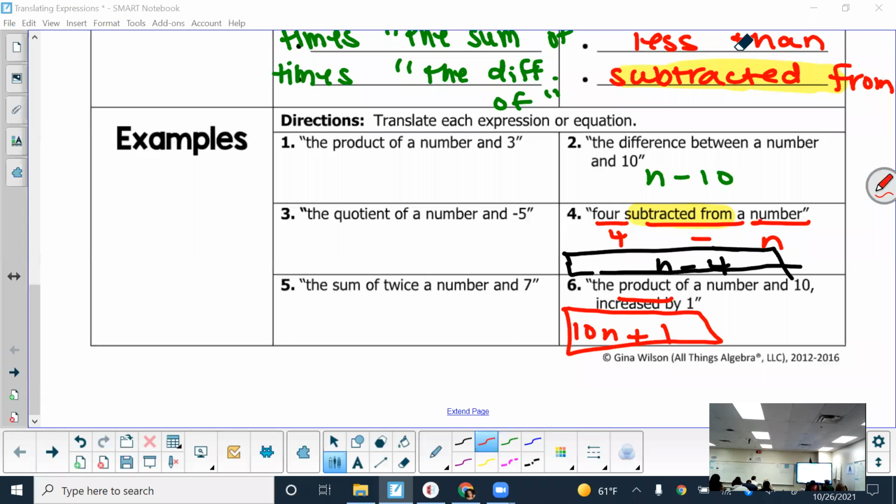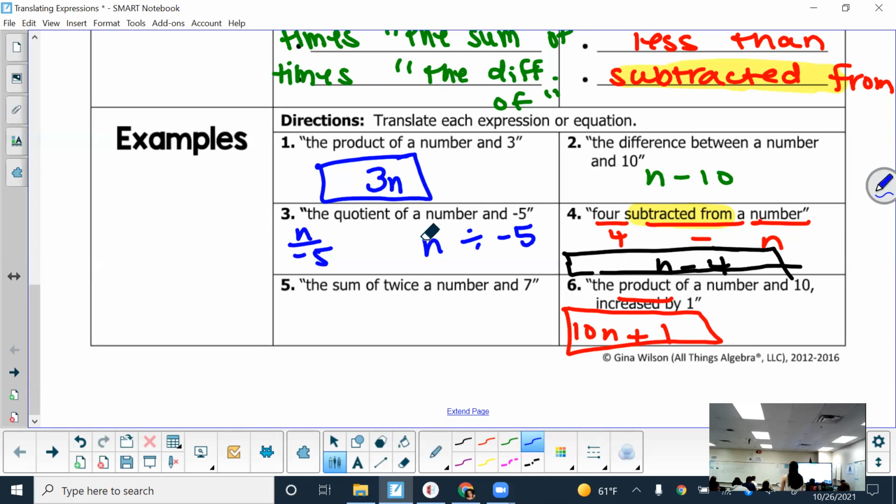So the product of a number and 3, what did you write? 3 times n, times 3, 3n, all would be acceptable. What about the quotient of a number and -5? N over -5, any disagreements? Good. And if you wrote it like this, that's fine too. The quotient of a number and -5, as long as n is the first one that you write, because order matters with division and subtraction.